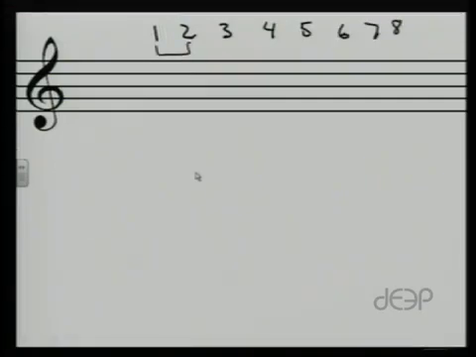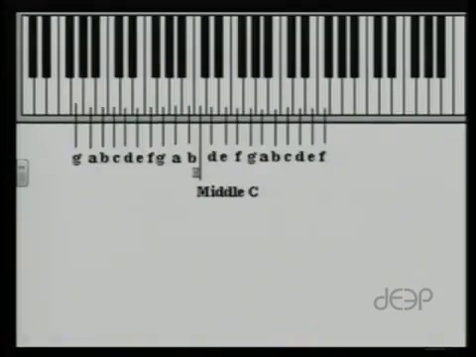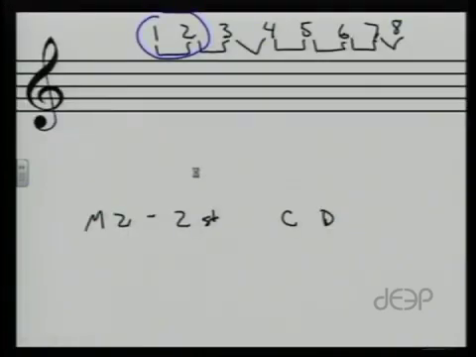3, 4, 5, 6, 7, 8. Here's our whole, whole, half, whole, whole, whole, and half. So let's see, we said we had a major second, which grows from that interval of the first and second notes of the major scale. A major second is two semitones, so the distance from C to D would be a major second. And if we go to our piano keyboard, we can take a look at a C right here and a D right here, and say, okay, it's one, two half steps, definitely a major second. So, C to D would be a major second.